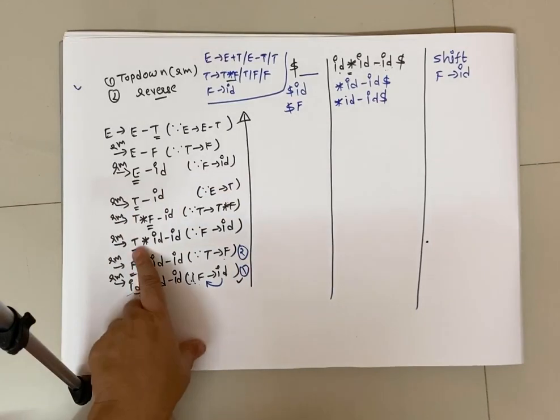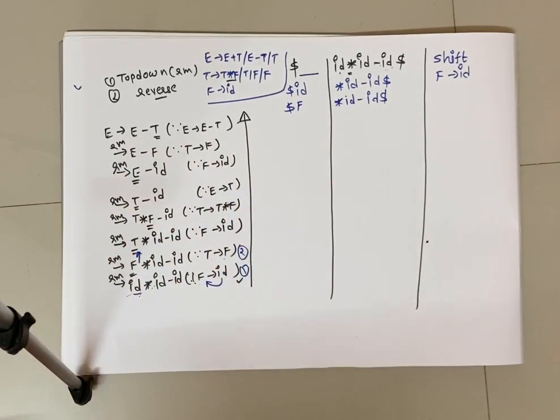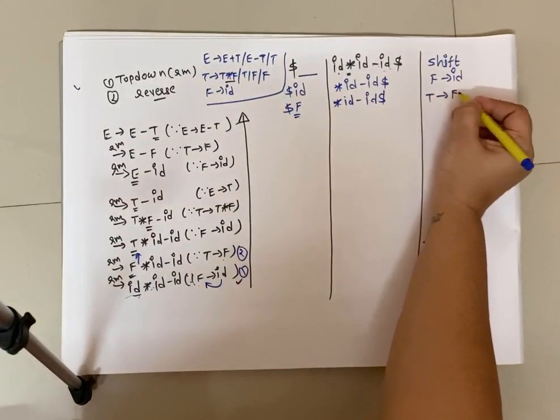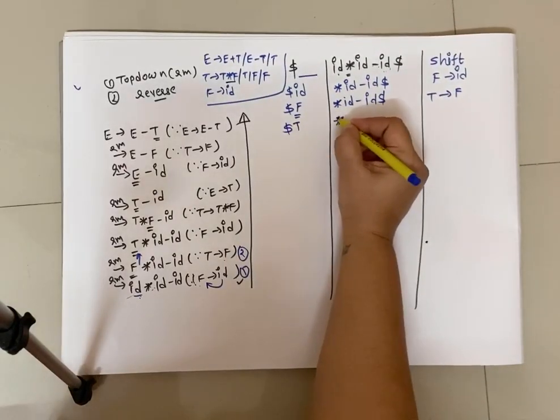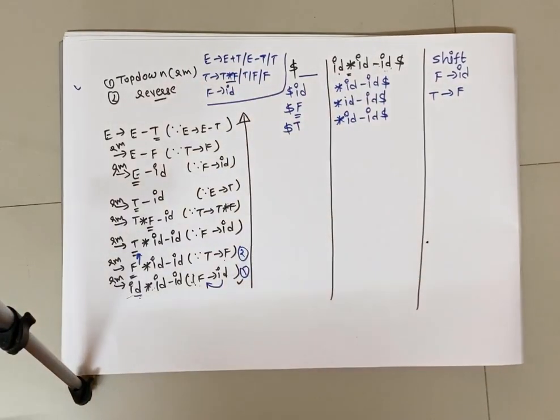What is the next action? The same F needs to be converted to T, the same F which is there in the stack. So the action is F reduced to T. F will be popped and T will be pushed. Multiplication ID minus ID dollar will remain in the expression.